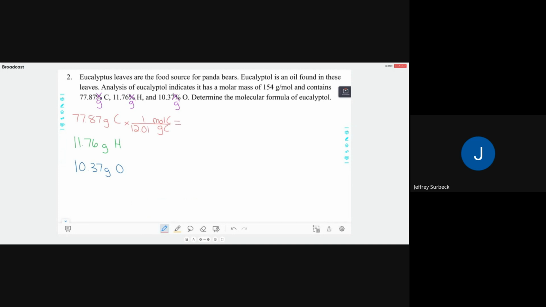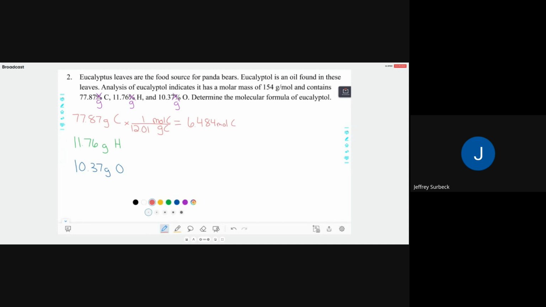So while I'm here, I'll calculate this. I take 77.87 divided by 12.01, and I get, here, I'm going to go out to 3 decimals, I get 6.484 moles of carbon. Okay.